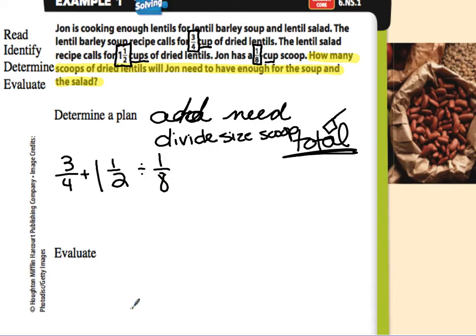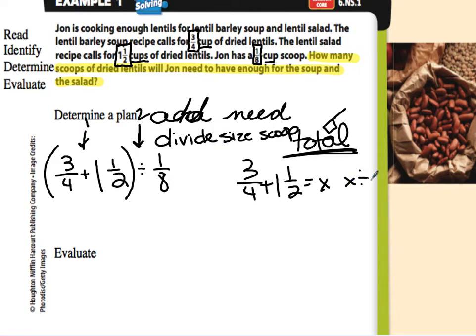But now here's the thing. According to the order of operations, division would get done first. And I don't want division done first. I want addition done first, and then I want division done second. So to make that happen, I need to put it into parentheses. I don't say 3/4 plus 1.5 equals something, and then take that something and divide it by 1/8. I need to put it into one expression like I did here. So no to this.